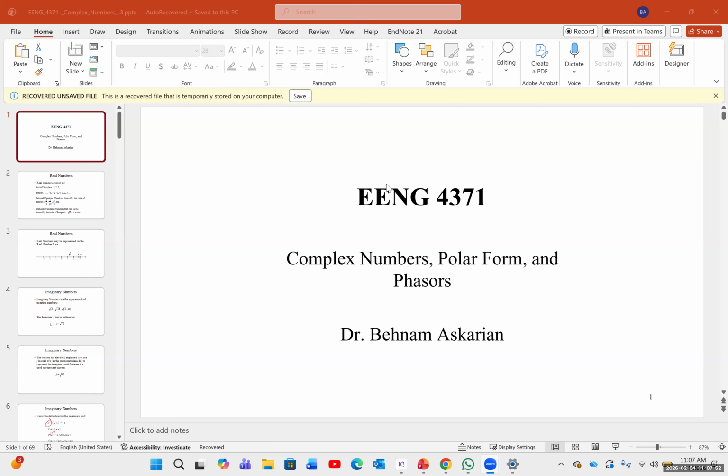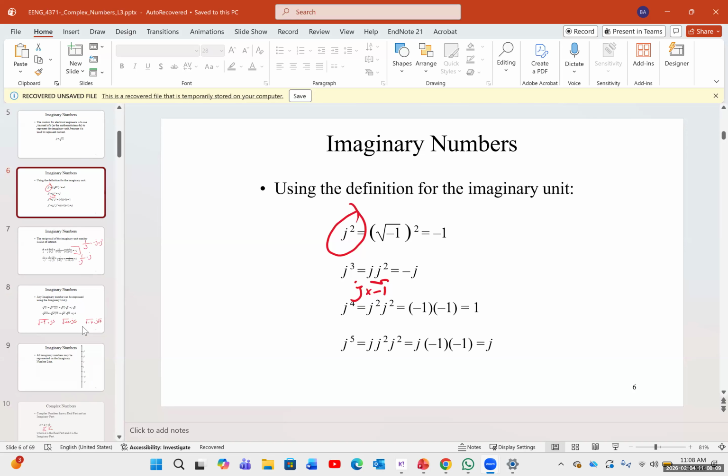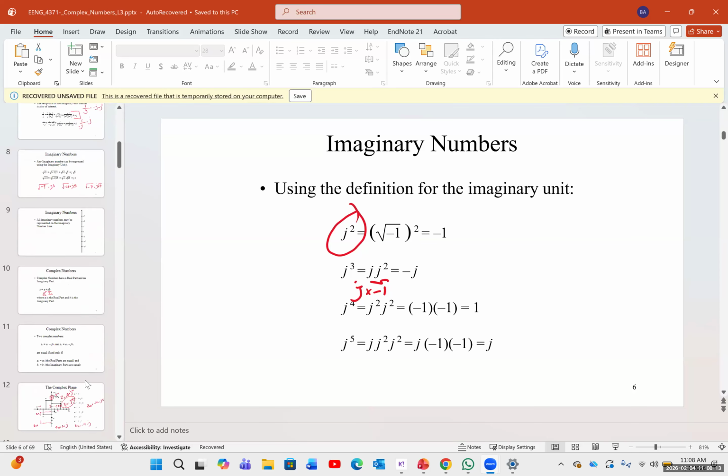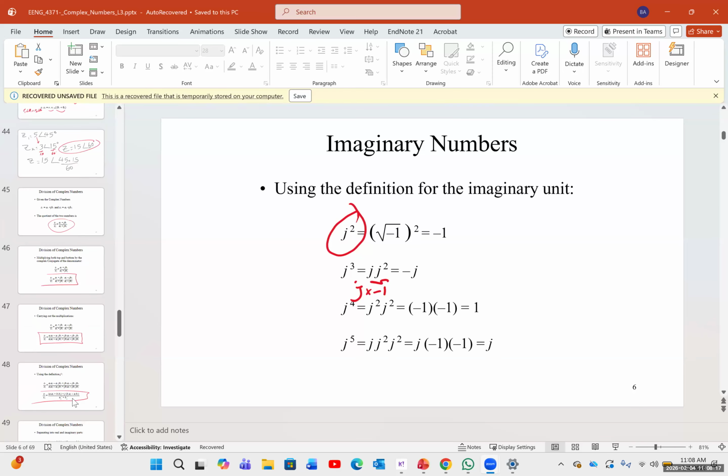In the previous class, we started with complex numbers, the polar form, and also phasors. We solved some practice problems. Today, we will continue that and solve some more practice problems, and we will also get into apparent power, real power, and reactive power, and how we can calculate them.